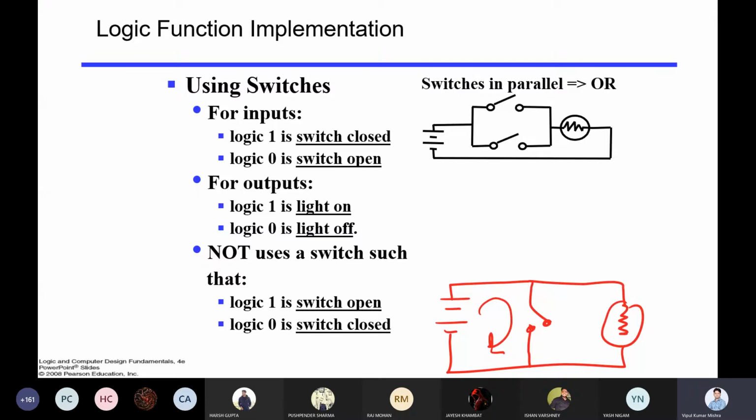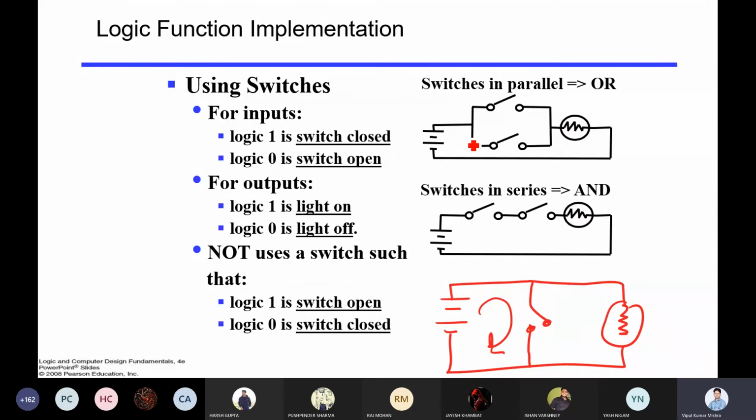Once you say this gate, right? So what is this? If one of them is connected, then this light will glow. So what does it represent? It represents the OR gate. Similarly, if both of them are connected, then only it will glow. If one of them is disconnected, then this will not glow. That is the AND gate. Similarly, the NOT gate.